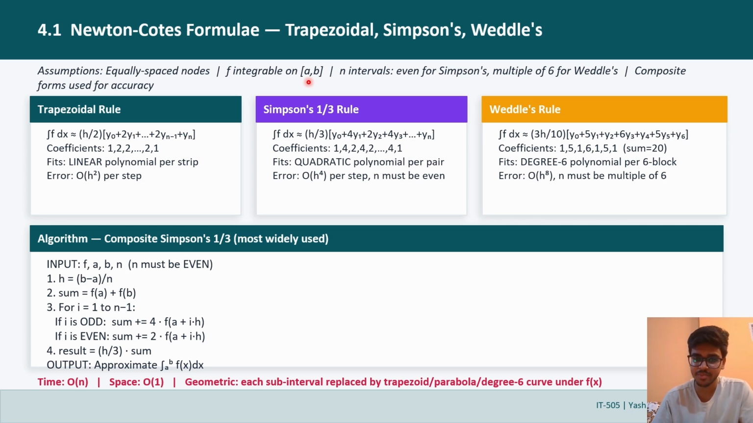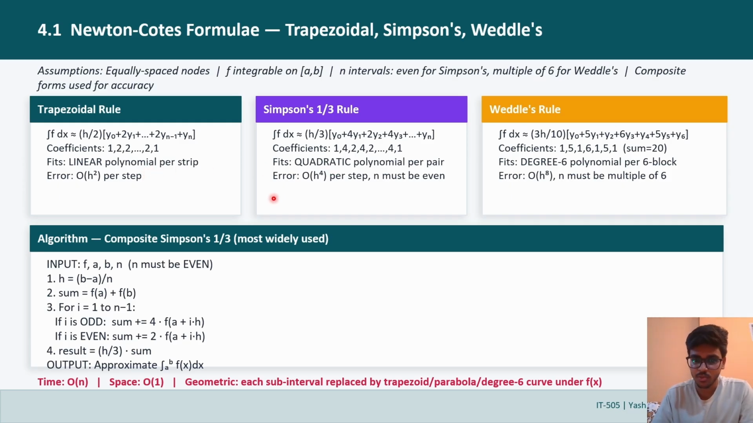The three main functions in the family. First, the trapezoidal rule. The integral is approximated as h divided by 2 times y naught plus 2y1 plus 2y2 plus dot dot dot plus 2y n minus 1 plus y of n. The coefficient pattern is 1, 2, 2, all the way to n minus 1 term to 2, and then the n term is 1. This fits a linear polynomial, a straight line, in each subinterval. Error of order h squared per step.